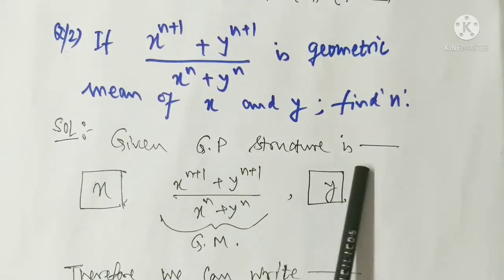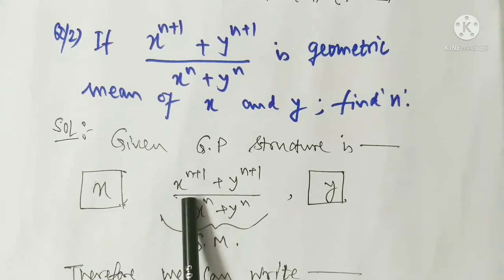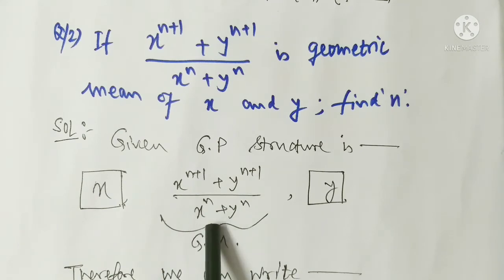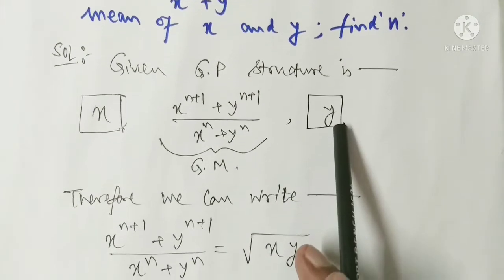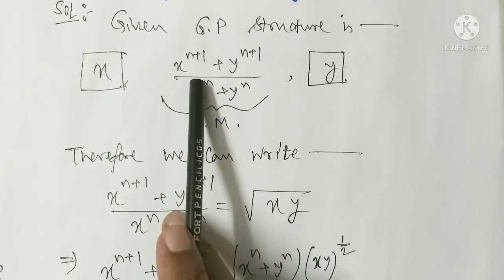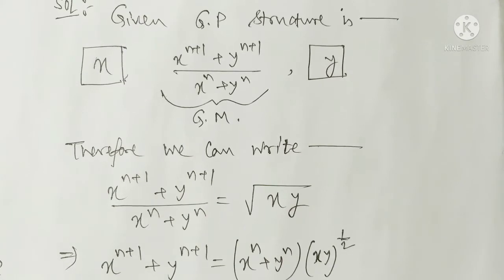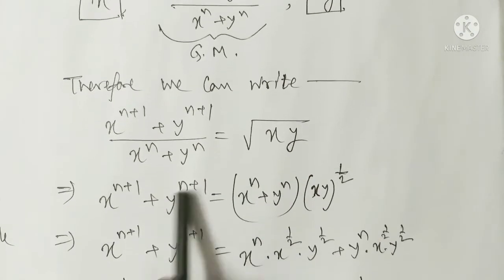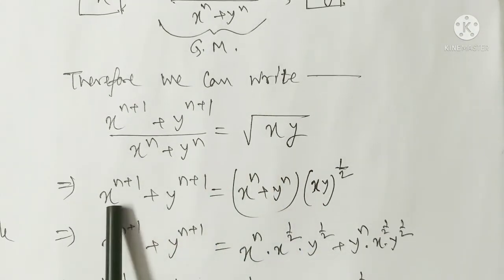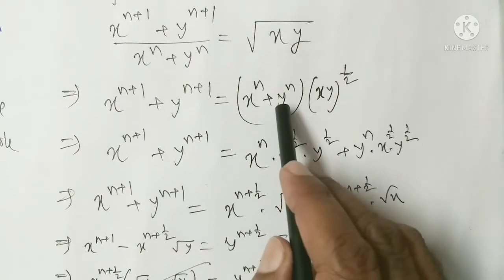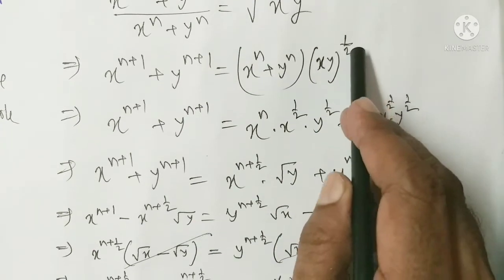Given the GP structure is x to the power n plus 1 plus y to the power n plus 1 by x to the power n plus y to the power n, comma, y. These two are extreme terms, this is the middle term, this is GM. Therefore we can write x to the power n plus 1 plus y to the power n plus 1 by x to the power n plus y to the power n equals root xy, and just cross multiplying, we get x to the power n plus 1 plus y to the power n plus 1 equals x to the power n plus y to the power n into xy whole to the power half.